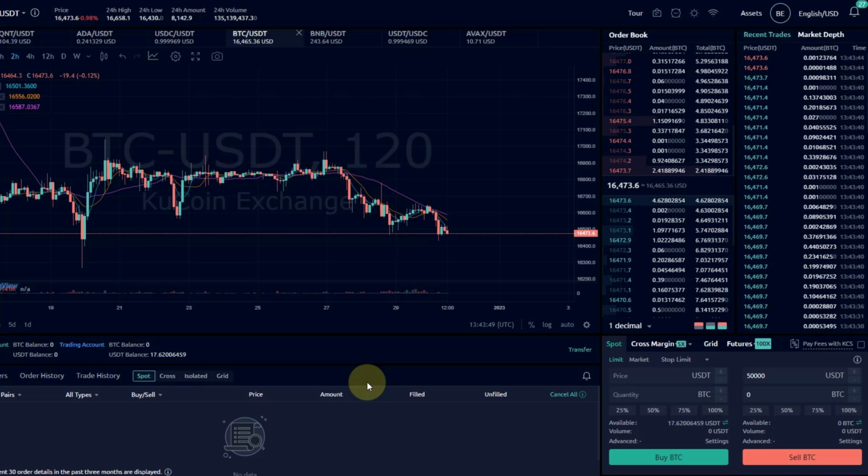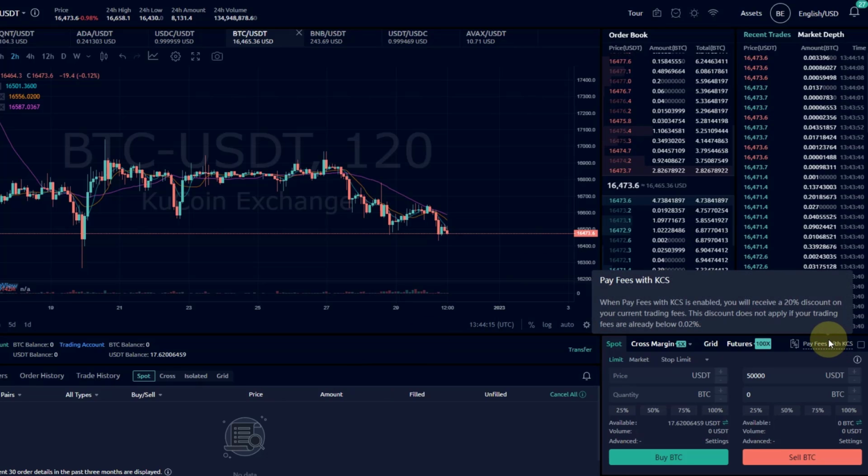Now in another tutorial we can talk about the different order types in a little bit more detail, and about the stop orders and how to use them. One more thing to mention here, which is very important: you can actually pay your fees with Kucoin tokens. If you have any Kucoin tokens on your account, you can pay these fees. It says when pay fees with KCS is enabled, you will receive a 20% discount on your current trading fees. This discount does not apply if your trading fees are already below 0.02%. I never do that, because for me it just gives me a headache with taxes. But if you're happy to do so, this is one way you can get a discount on your trading fees.